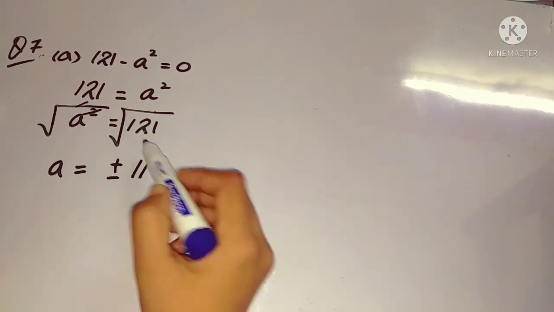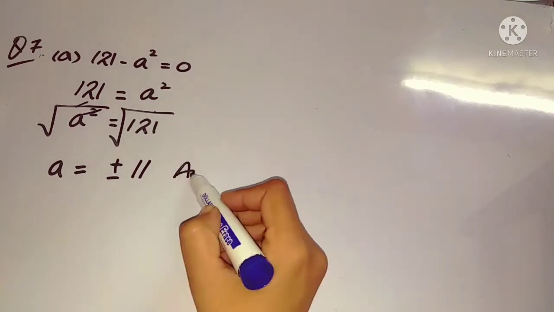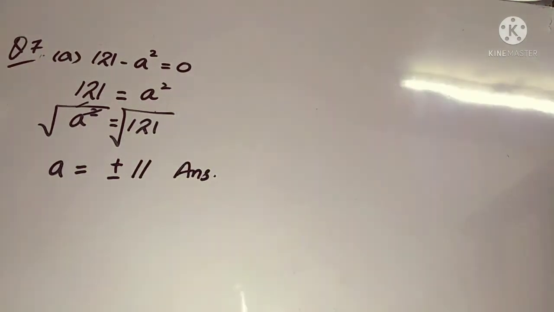So the square root of 121 would be 11. a is equal to plus minus 11. So this is your answer. I hope that it's clear to you. Now let's move forward to part B.